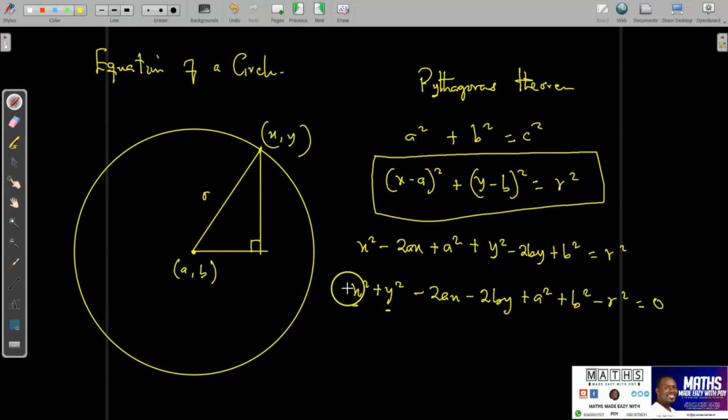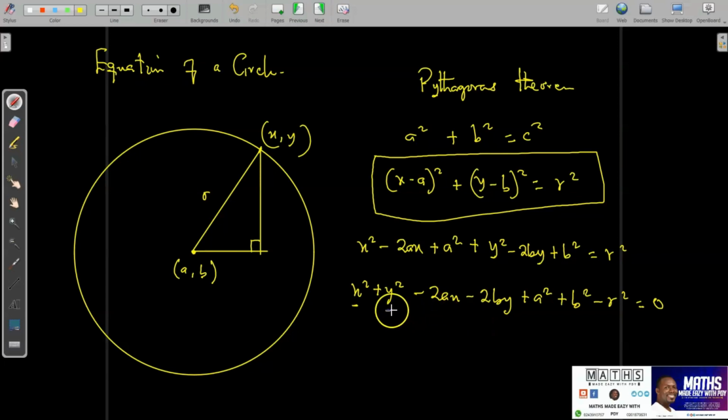Here cannot be 2x squared and here 3y squared. No, never. Always the coefficient of x squared and y squared are the same. So note it down. Very, very important. I'll be giving you some of the properties later on, but let us move on.